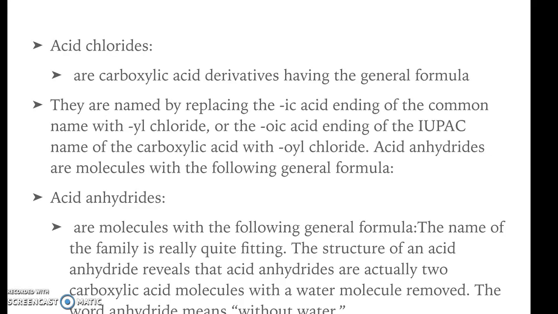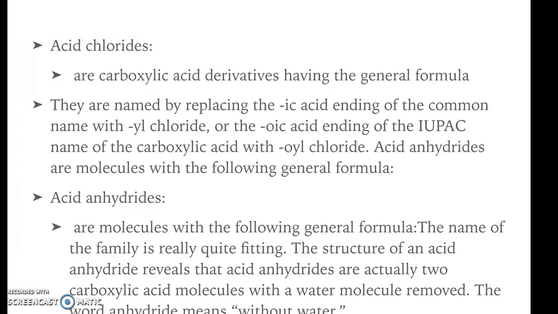Another subcategory was acid chlorides, which are carboxylic acid derivatives having the general formula. They are named by replacing the "ic" at the end of a common name with "yl" chloride, or the "oic acid" of the IUPAC name of the carboxylic acid with "oyl chloride." Acid aldehydes are molecules with the following general formula. There was an illustration that I did have on here, but it will not show up, so I apologize.